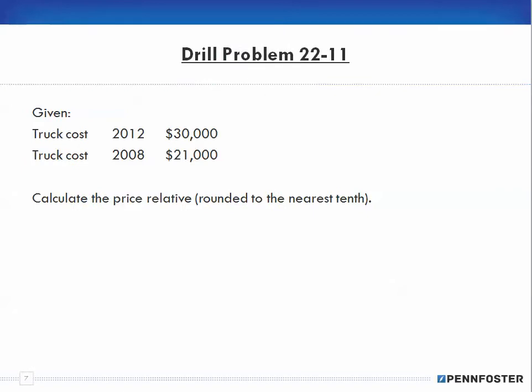All right, given this is the cost of a truck. In 2012, it's $30,000, and in 2008, it's $21,000. It says calculate the price relative. Right, so round it to the nearest tenth. Okay.